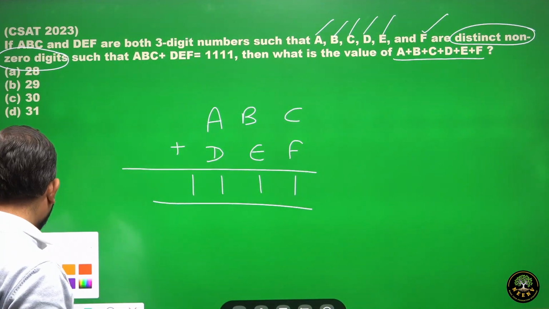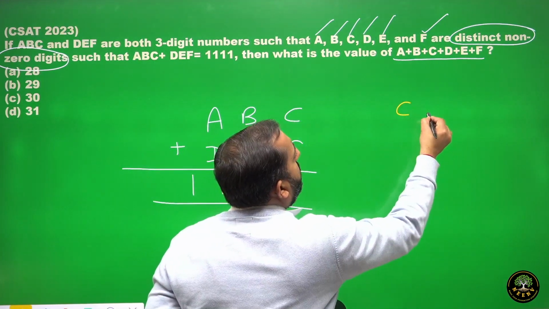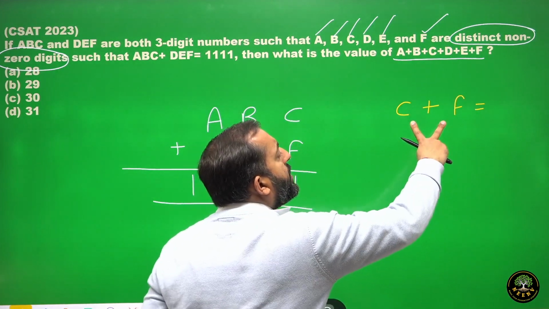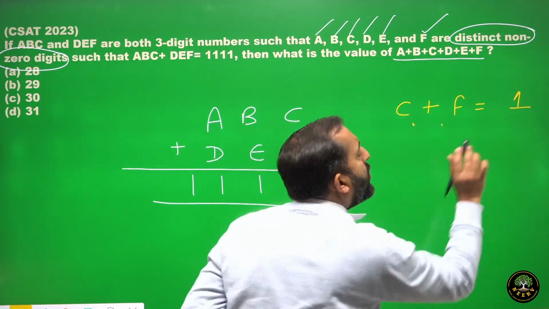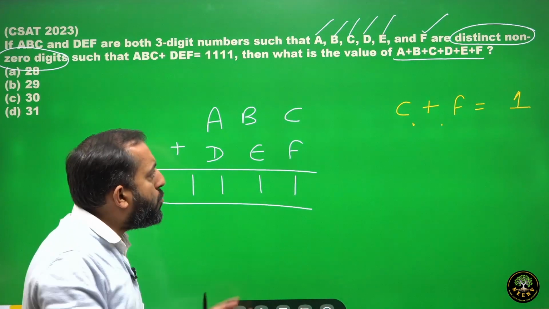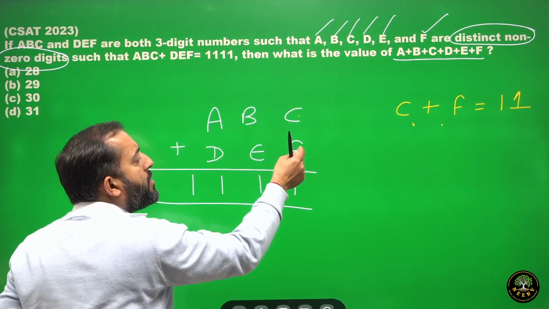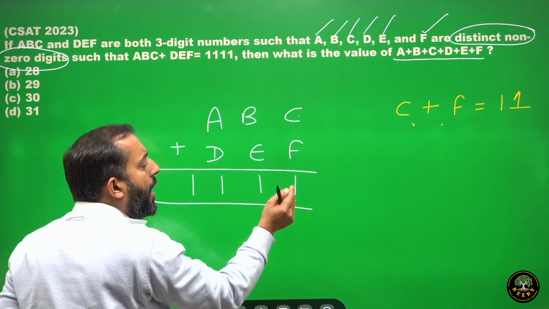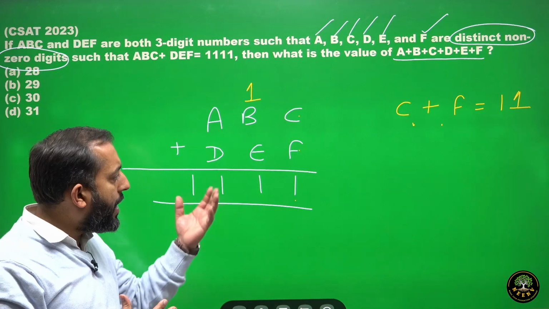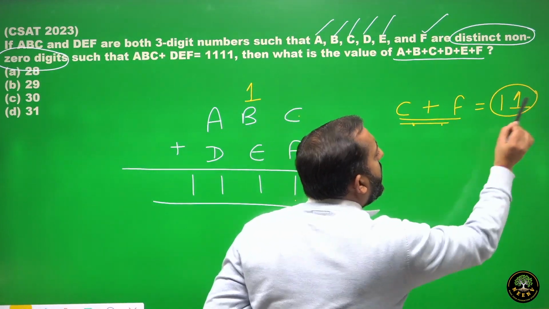Now listen. C is a single digit number and F is another single digit number. If you are adding 2 single digit numbers, your answer cannot be 1 only. It has to be 11, so that this plus this is producing 11. You are writing 1 here and 1 is the carry for the next step. This is the only possibility that is viable over here, which means C plus F must equal 11.